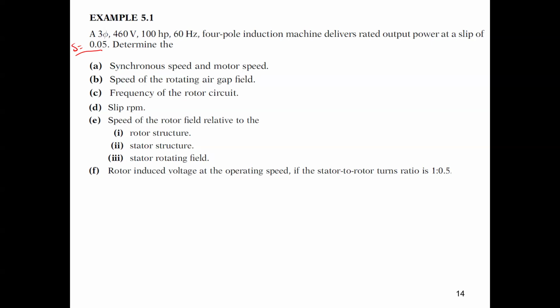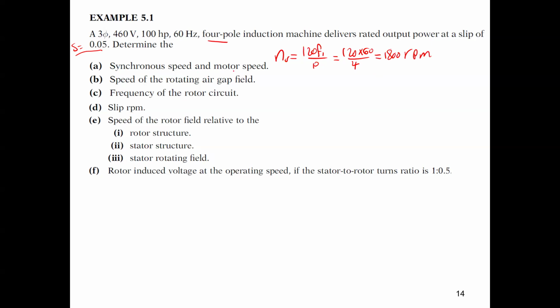Firstly, find the synchronous speed and motor speed. Synchronous speed means ns. So we can say ns equals 120 times frequency of the supply f1 divided by number of poles. The frequency of the supply is 60 hertz, times 120, divided by number of poles, which is 4. So 120 times 60 divided by 4. So this is going to be 1800 RPM.